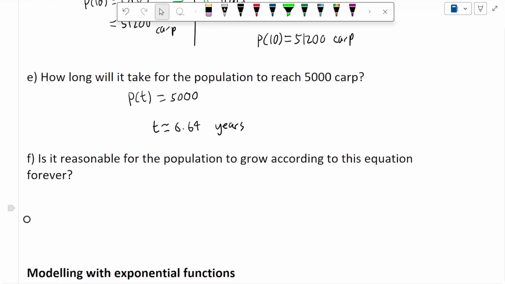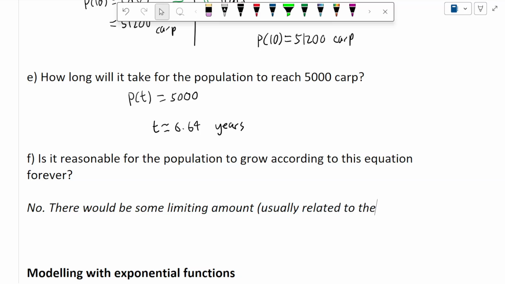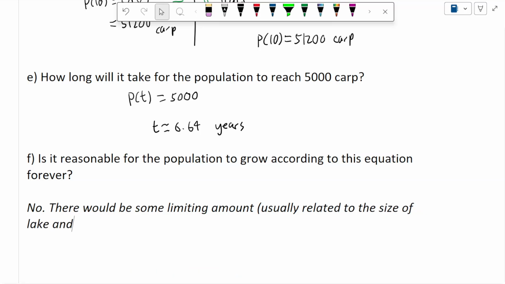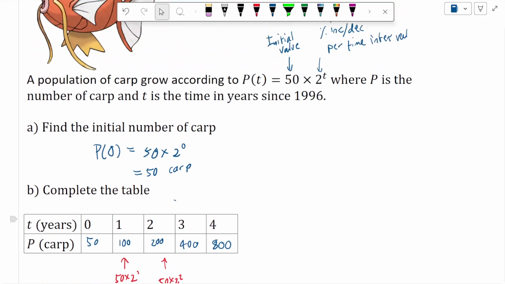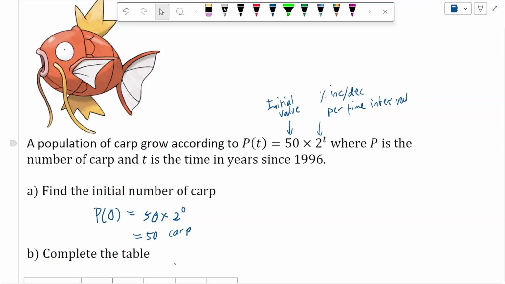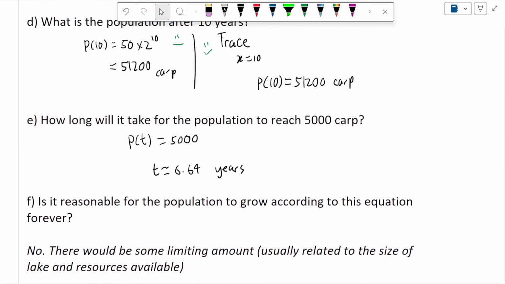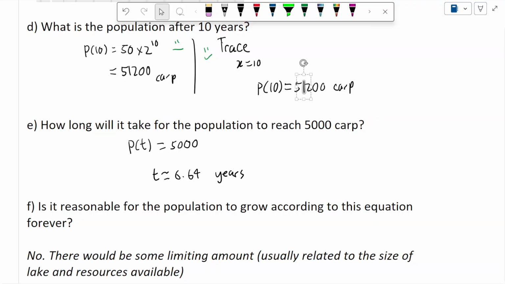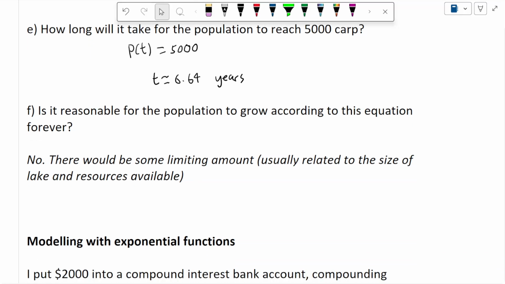It is not reasonable for the population to grow like this forever. There would be some limiting amount, usually related to the size of the lake and resources available. Like, we predict 51,000 carp. I don't think 51,000 carp are going to fit into a lake. Well, depends how big the lake is. But then that would double the next year to 100,000, and then 200,000, 400,000. So eventually you are going to hit a limit.